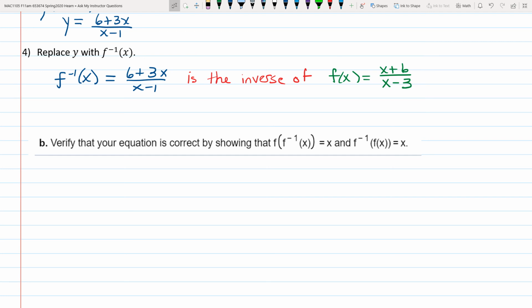Now, one characteristic of inverse functions is that if you compose them, that is, plug one into the other, you should always end up getting an x back. In the next video, we're going to confirm that for these two functions, that's actually the case.